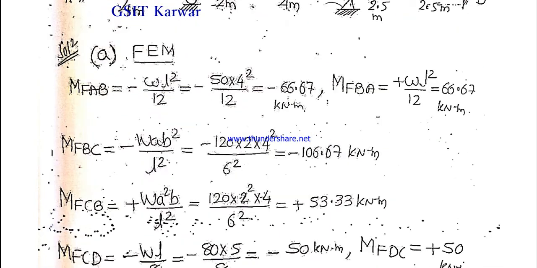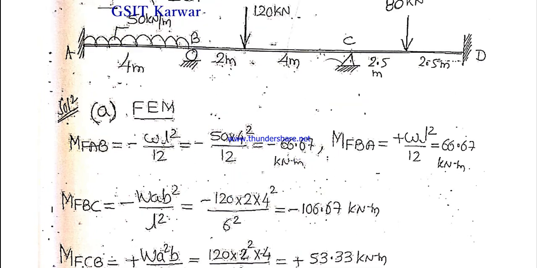Solution. Very first step is calculation of fixed end moment. Already you know the fixed end moment calculation formula according to the load condition. That means for each individual span, calculate the fixed end moment according to the load condition. Now take span AB for calculating fixed end moment.